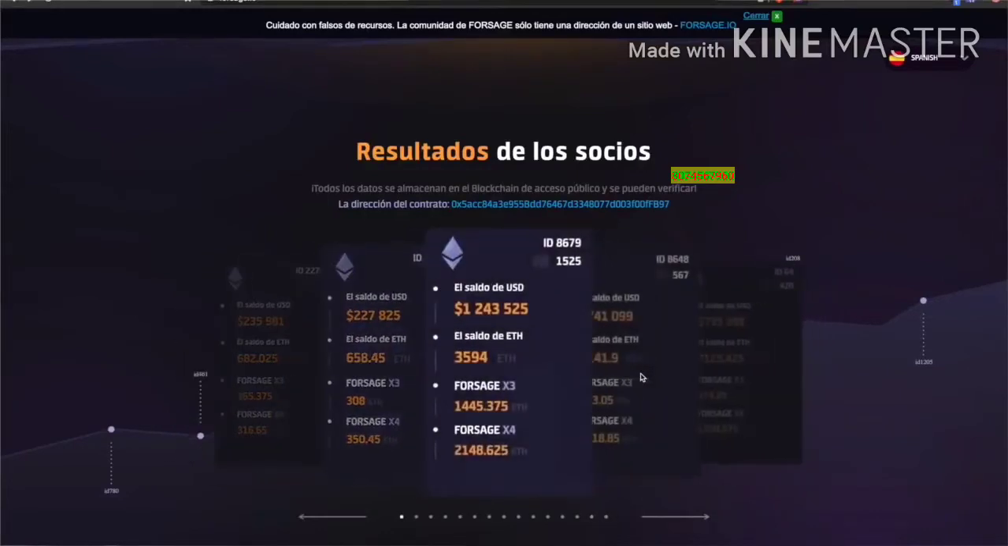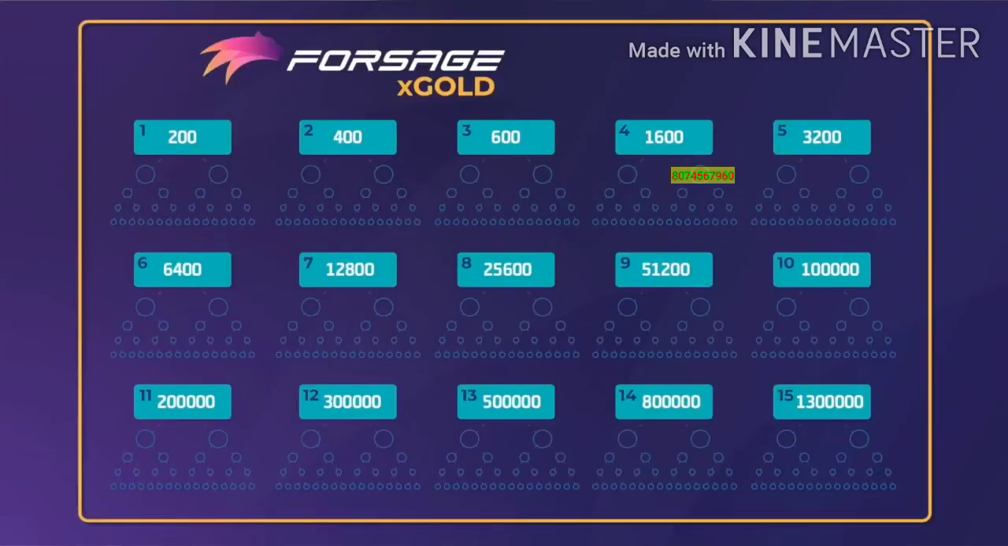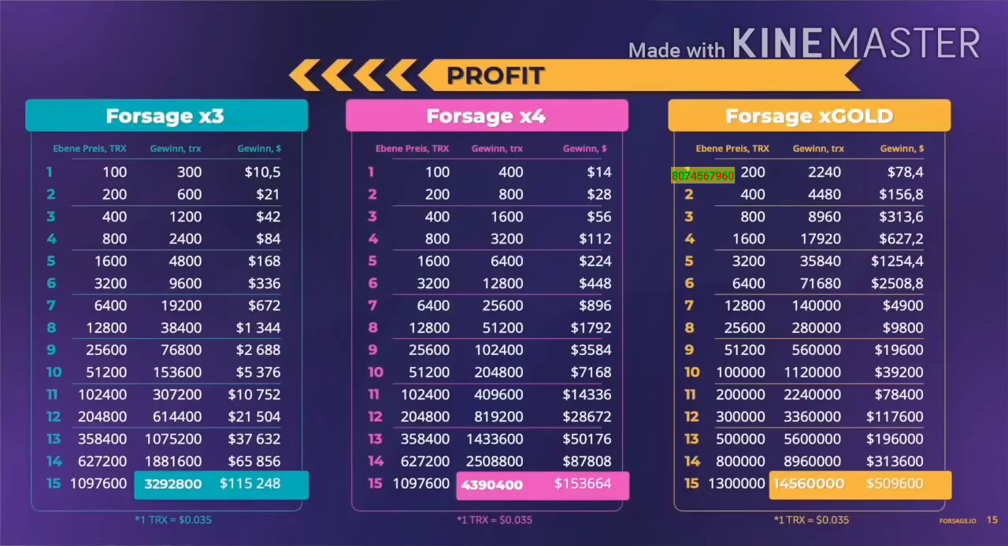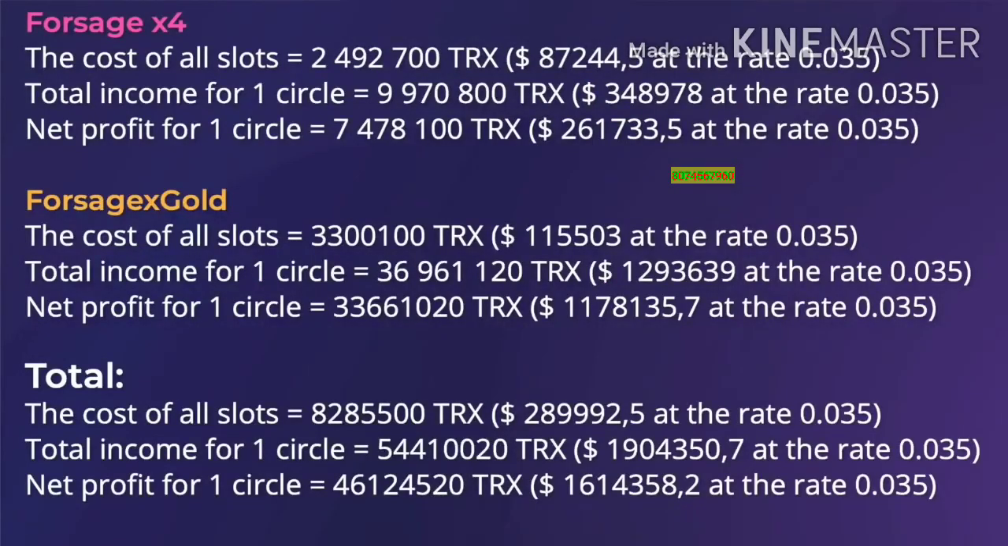I don't know if the partners who have activated 15 slots are ready to do the same in X Gold when it starts. But it's definitely worth it. Just look, the total cost of 15 slots is 3,300,100 Trons. That's $115,503 at a 0.035 exchange rate. And income for one circle of all slots is 36,961,120 TRX. It is $1,293,639 at the rate 0.035.